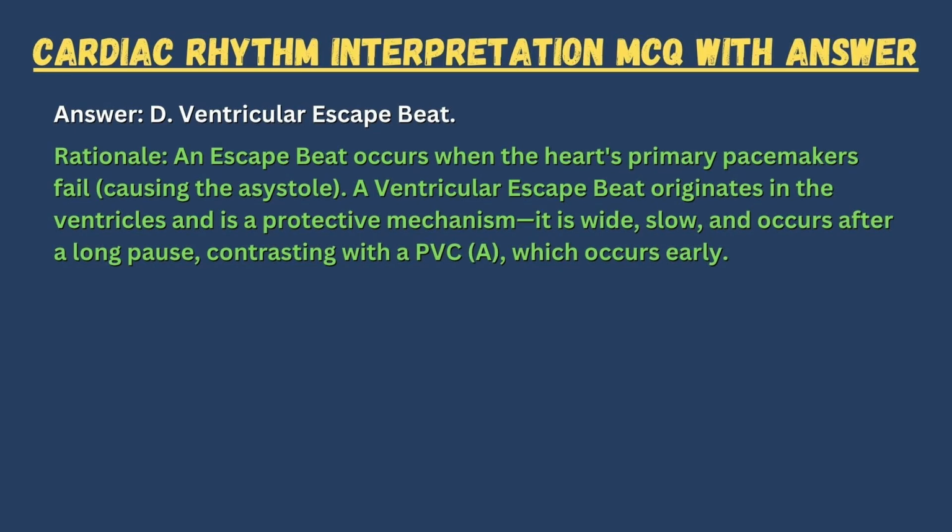Rationale. An escape beat occurs when the heart's primary pacemakers fail, causing the asystole. A ventricular escape beat originates in the ventricles and is a protective mechanism. It is wide, slow, and occurs after a long pause, contrasting with a PVC, A, which occurs early.